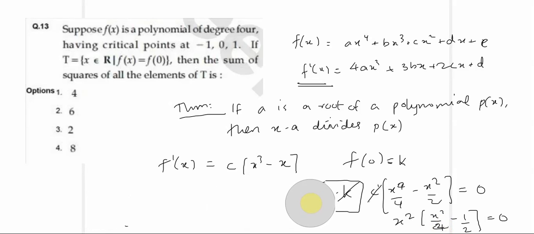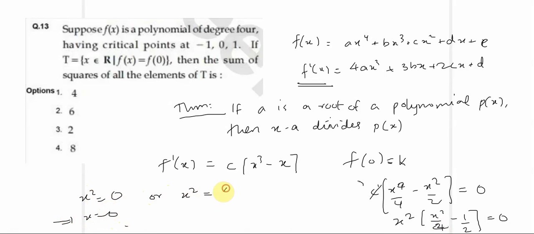Okay, so that gives us either x square equal to 0, which means x equal to 0, or x square equal to 4 by 2 equal to 2, which means x equal to plus or minus root 2. So we now know the set T. What is T? 0, root 2 and minus root 2.